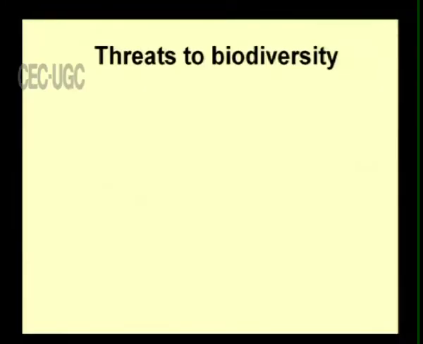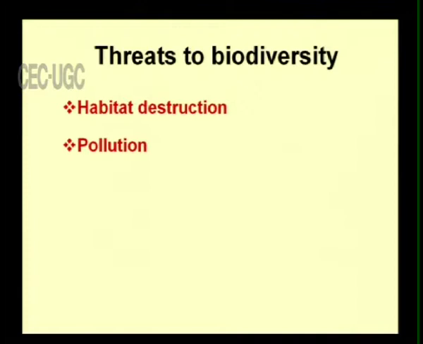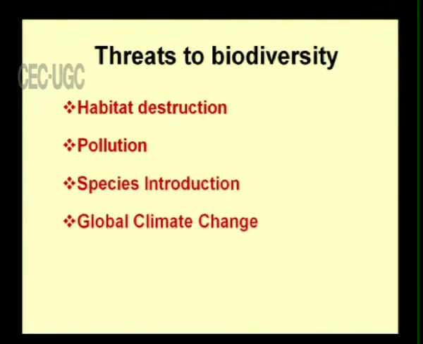And what are the threats to biodiversity? The first is habitat destruction, second, pollution, third, species introduction, and fourth, global climate change and exploitation.